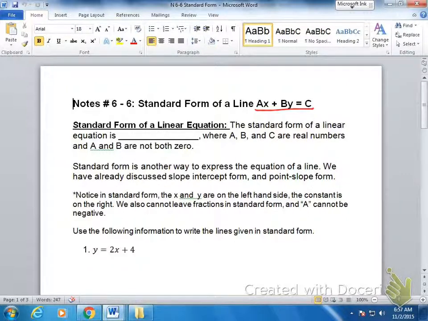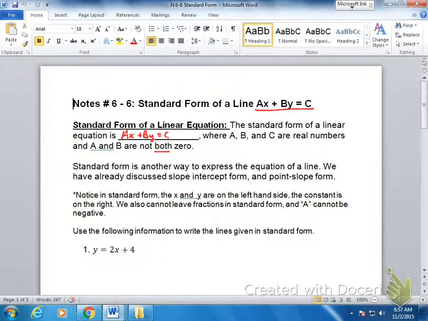The standard form of a linear equation is ax plus by equals c, where a, b, and c are real numbers and a and b are not both zero, both being the key word there. Standard form is another way to express the equation of a line. We've already discussed slope-intercept form and point-slope form. Now we're going to do this one.